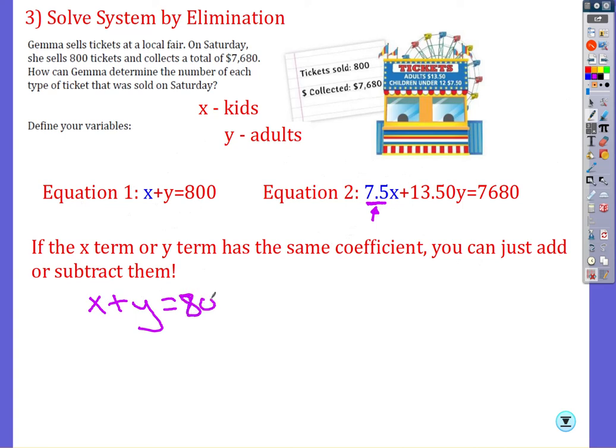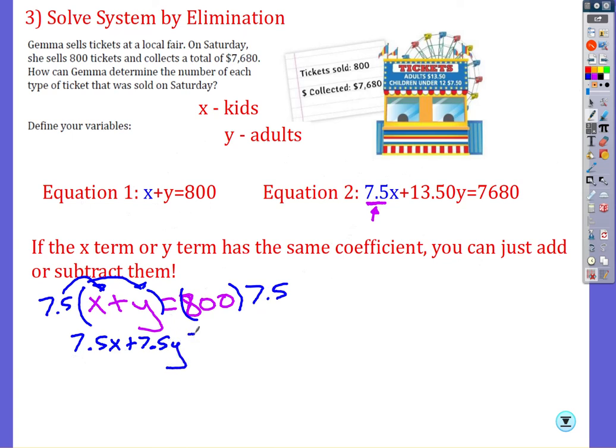I'm going to multiply it through by 7.5. On the left-hand side, I'll multiply through by 7.5. On the right-hand side, I'll multiply through by 7.5. So equation 1, if I distribute this out, becomes 7.5x plus 7.5y, which is going to be equal to 800 times 7.5, which simplifies to 6,000.